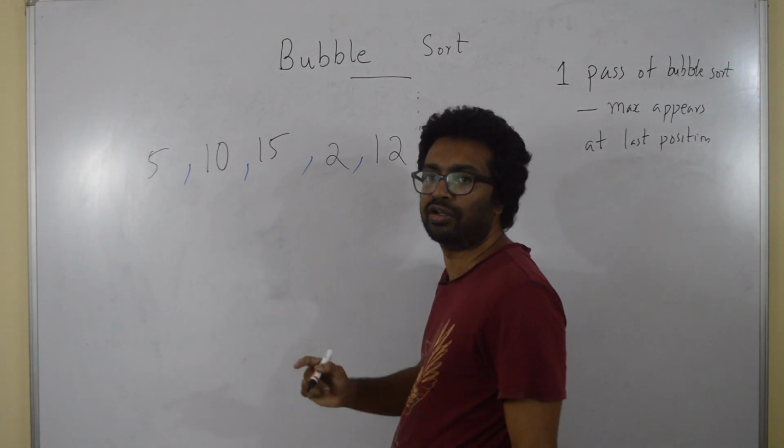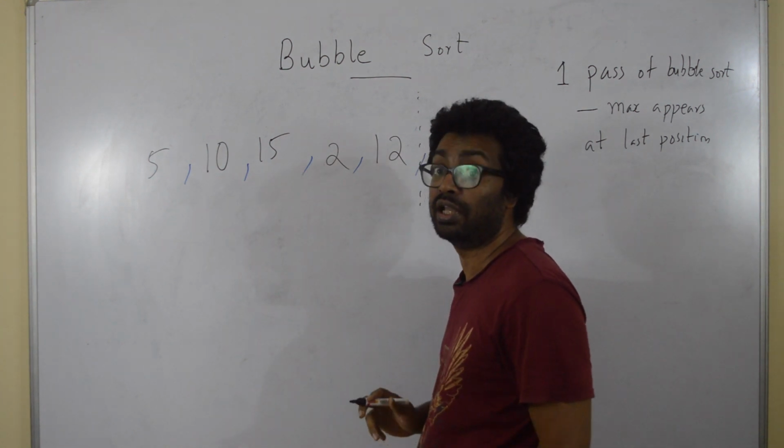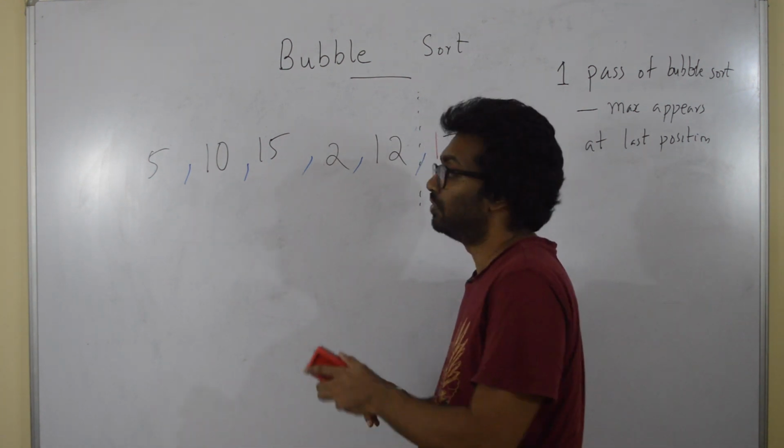10 and 15, are they in order? They are in order, so nothing to do. 15 and 2, are they in order? They are not in order, so we swap.